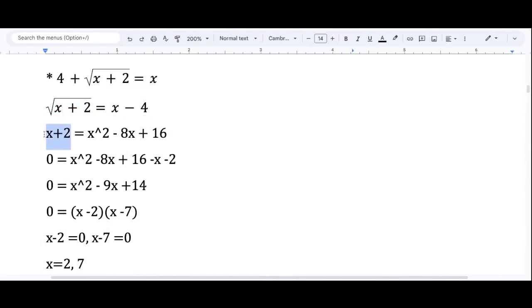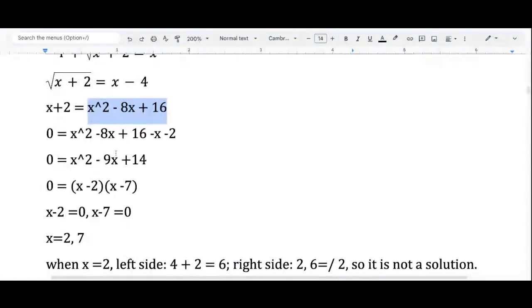Square root of x plus 2 becomes x plus 2. X minus 4 squared is x squared minus 8x plus 16. Then we want to make one side 0. Move everything to the same side. So we get x squared minus 9x plus 14. This can be factored again. So x minus 2, x minus 7. So we get two solutions: 2 and 7.